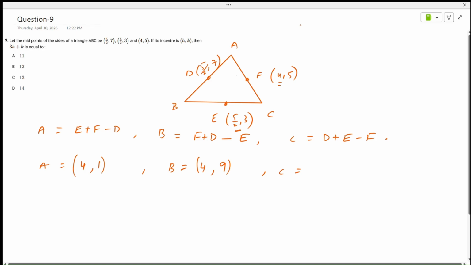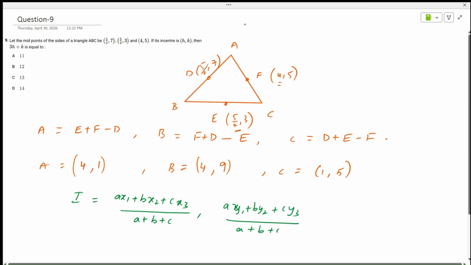So 5 by 2 plus 5 by 2 is 5, minus 4 is 1, comma 7 plus 3, 10 minus 5 is 5. So A, B, C, we got through the formula. Now, what is the formula to get the incenter of a triangle? The incenter of a triangle is equal to (a x1 + b x2 + c x3) by (a + b + c), comma (a y1 + b y2 + c y3) by (a + b + c).